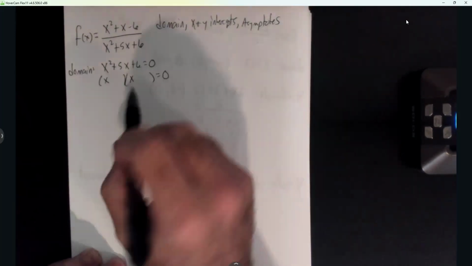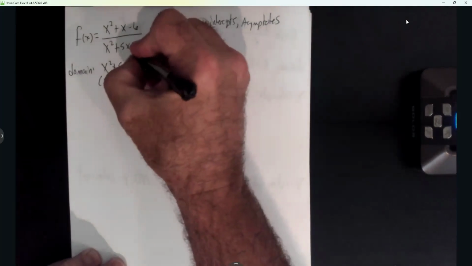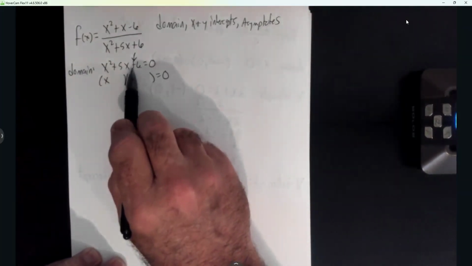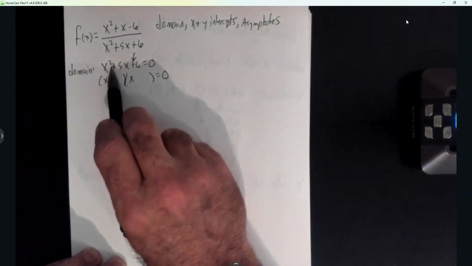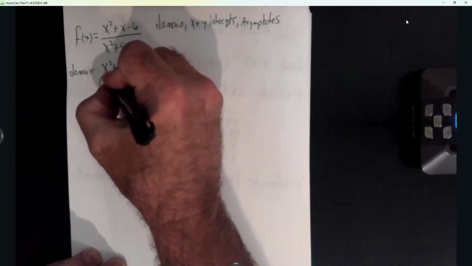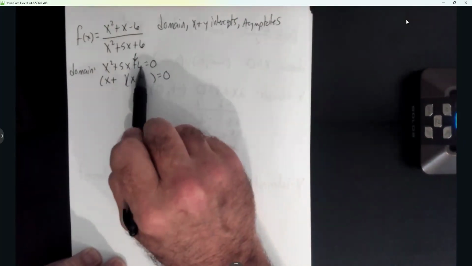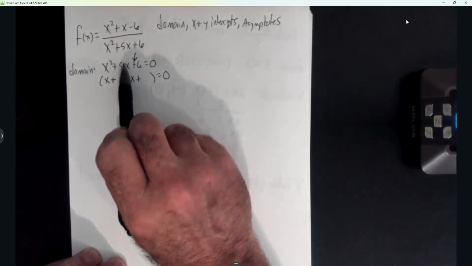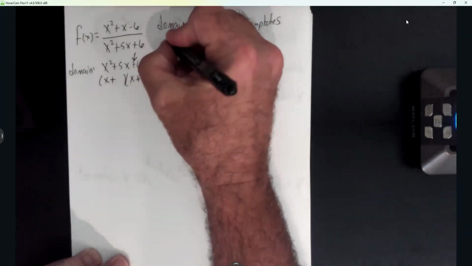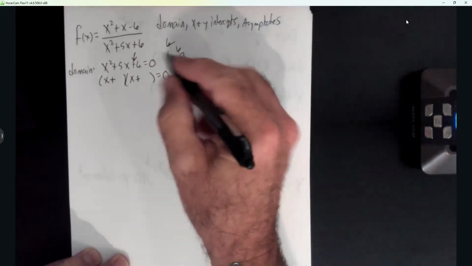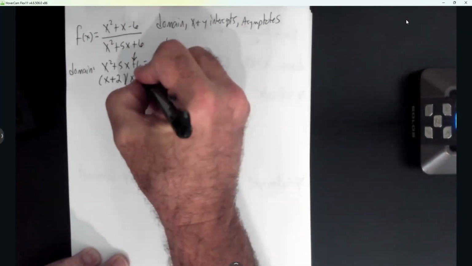So on this one, x squared is an x and an x. The last number is positive. Anytime the last number is positive, both of these factors will have the same sign as the middle. So they're both going to be positive. And then I'm looking for factors of 6 that'll add to give me a 5. So for 6, you had 1 and 6, 2 and 3. So it's going to be 2 and 3 for that.